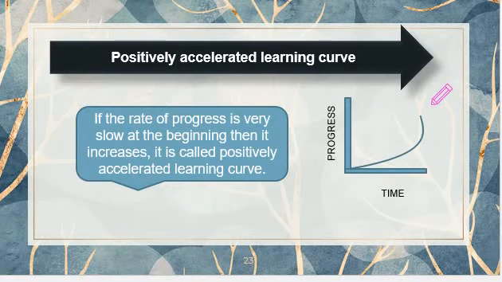Next one is positively accelerated curve or concave curve. If the rate of progress is very slow at the beginning, then it increases, it is called positively accelerated learning curve. If the task is new or difficult, the curve at the beginning is slow but increases with time, leading towards the mastery over material or content. The challenging task involves the learner and makes him struggle and thus increases learner's enthusiasm.